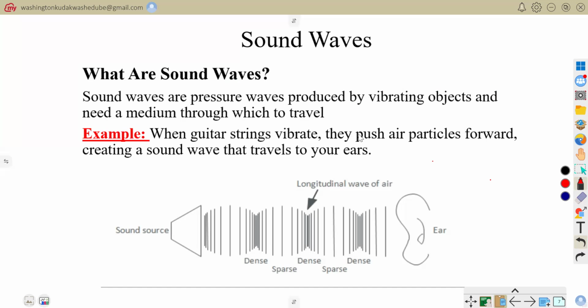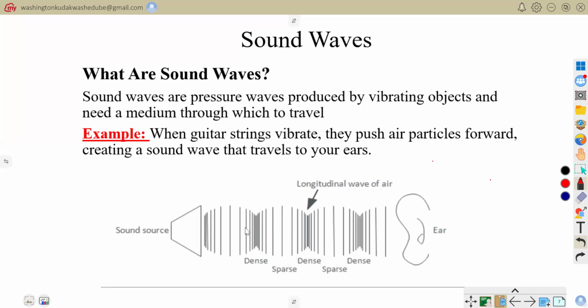That means that the guitar strings get to push air particles forward and backward, creating a sound wave that travels to your ears. Just like, for example, here, we have a sound source, which is your guitar. When you pull that string it vibrates, which pushes the air particles. And then these air particles push each other, transferring the energy that they received from the guitar string. So that energy is what you hear in your ears as sound.